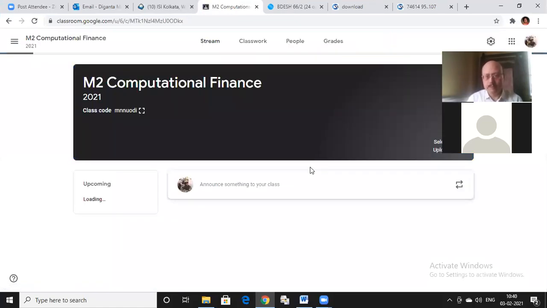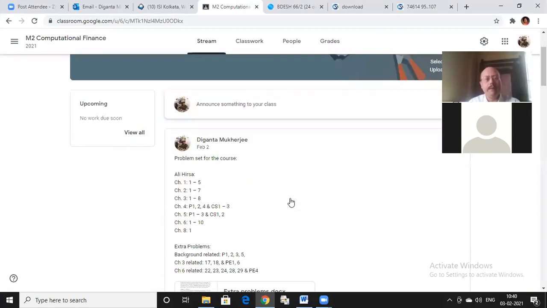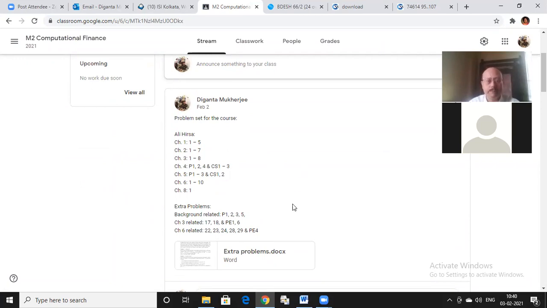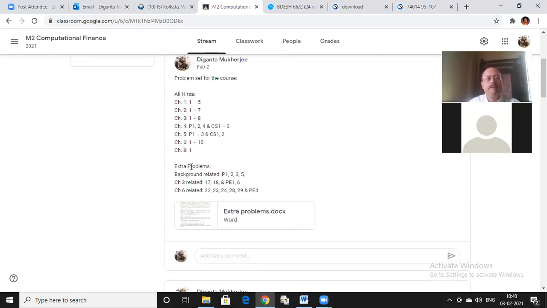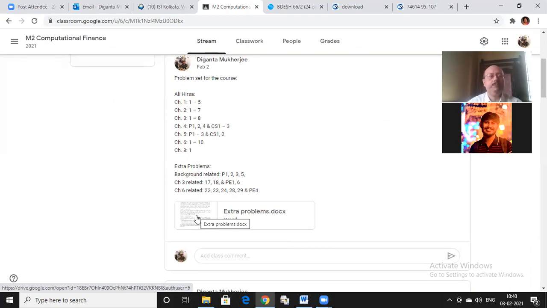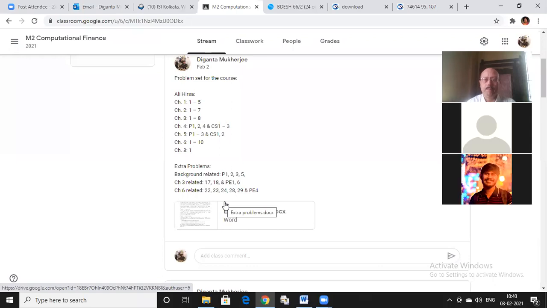So I'm loading the computational finance classroom page, and I have uploaded the problem set yesterday evening. So you should be able to see this set of problems here that I have numbered, as well as these extra problems in a doc file, which is of course in the Google Drive. So can all of you access this? Has anyone checked? Yes, sir. So these will be our primary target in the course, solving these problems. Some of them are, of course, computational in the sense that they will require coding, programming, simulation, and other numerical analysis or using computers. Most of these are algebraic.